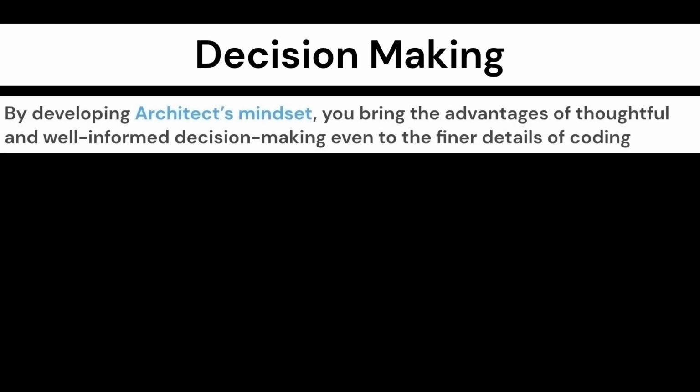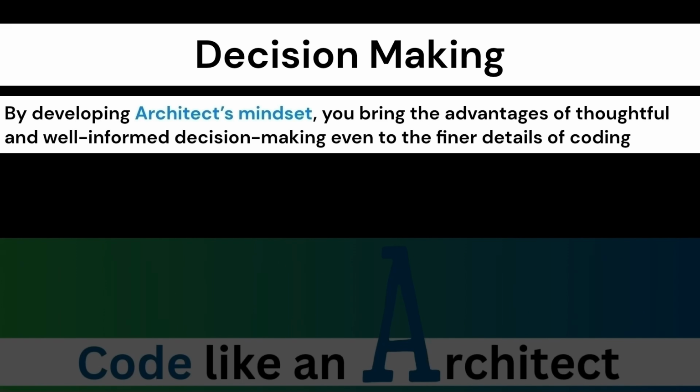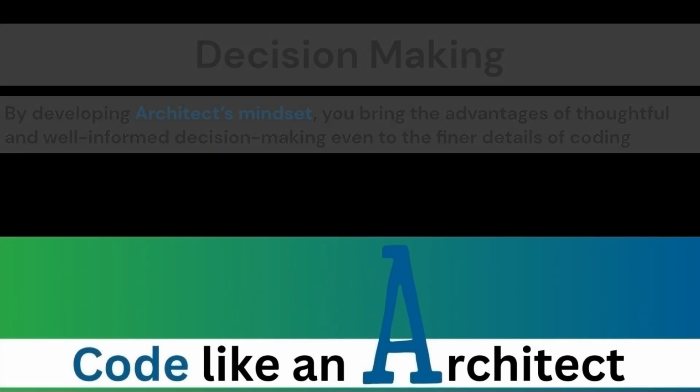One of the key responsibilities of a software architect is decision making. By developing an architect's mindset, you bring the advantages of thoughtful and well-informed decision-making even to the finer details of coding. In addition to custom methods, you have some specialized methods as well.